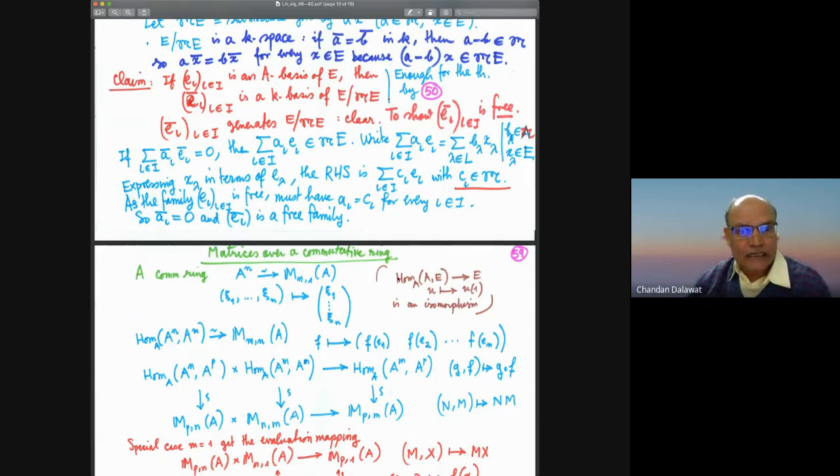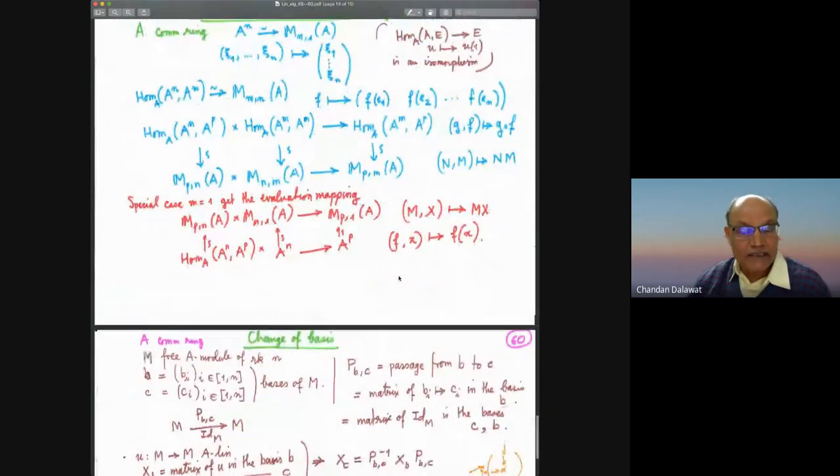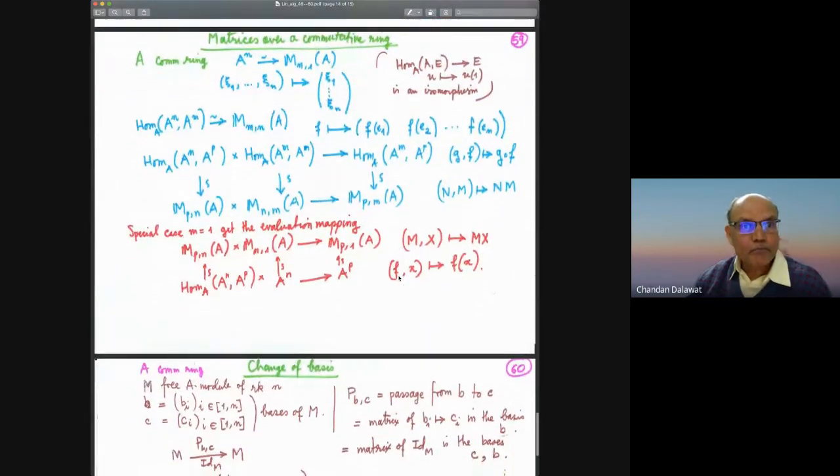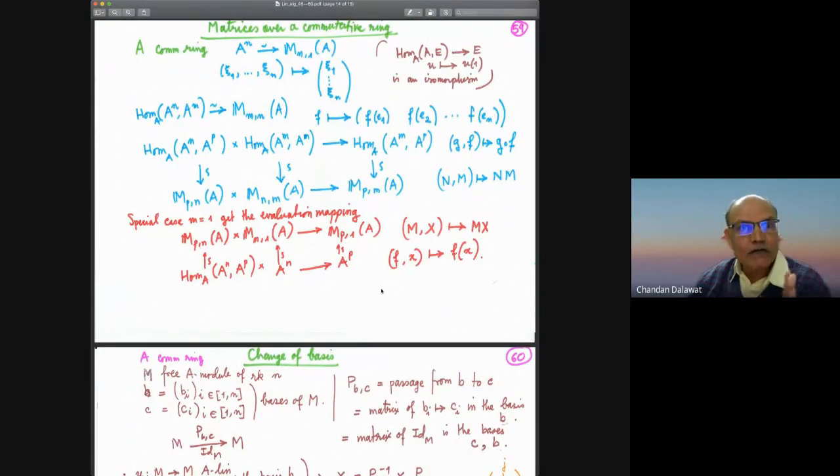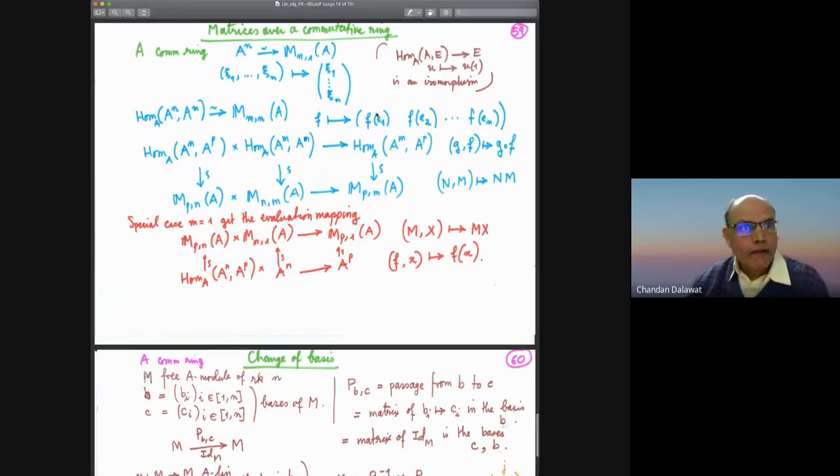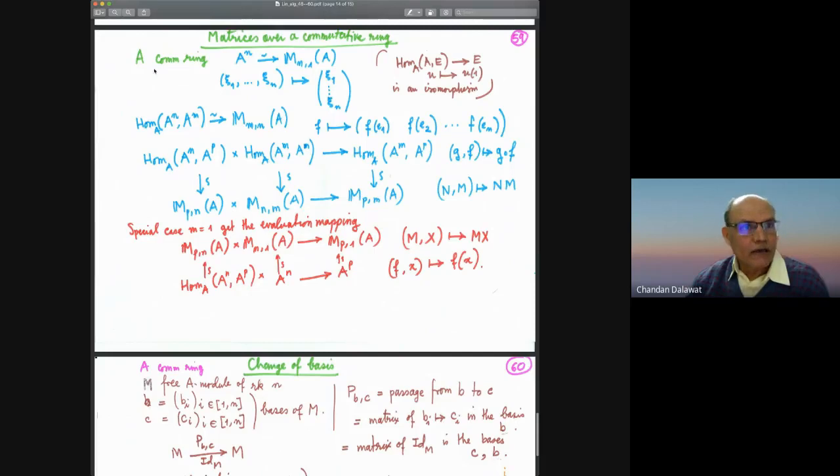So let me quickly recall something that you might be familiar with, which is the theory of matrices over a commutative ring. So if I have a commutative ring, then this boldface M, the set of matrices with little m rows and little n columns, is denoted by M_{m,n}(A). That's the notation. So matrices which have m rows and n columns, and the entries are from the ring A.